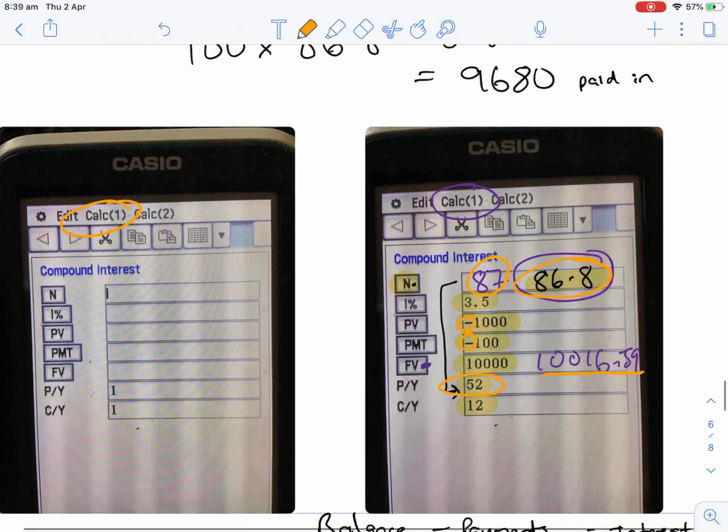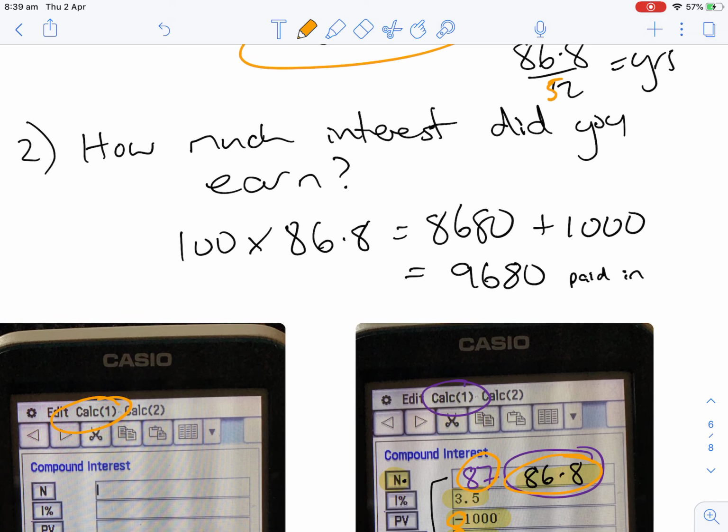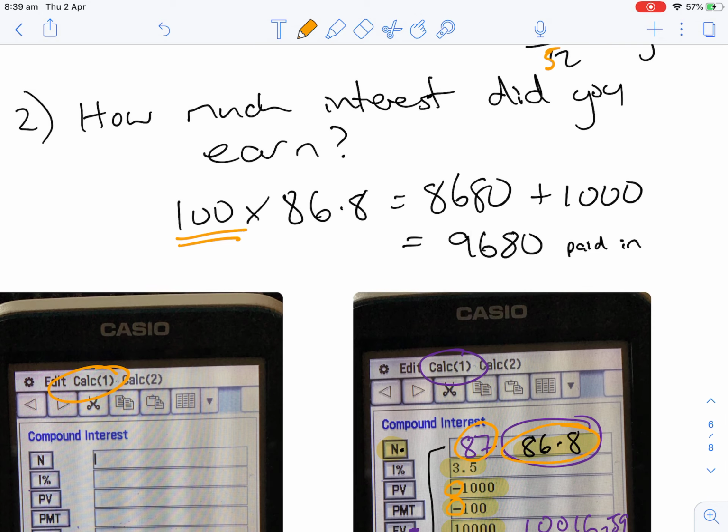So the interest itself doesn't appear, only the interest rate, so you need to calculate it. It makes sense that the interest is the difference between how much money you've put into the account and how much you actually have at the end. So in this case, we know that we're paying in $100 per week, and the calculator's told us that we're going to do this for 86.8 weeks. So $100 per week times the 86.8 weeks means that all up I've deposited $8,680.